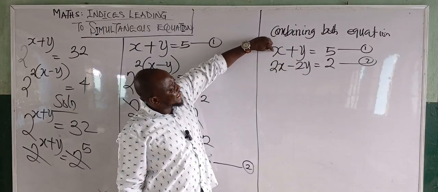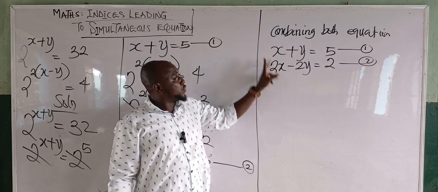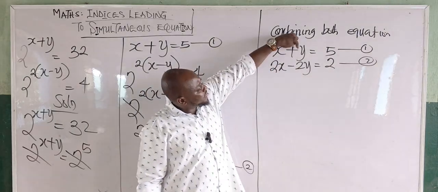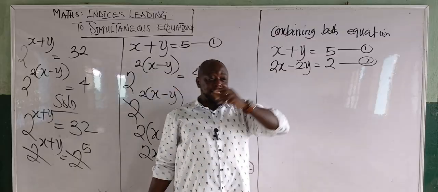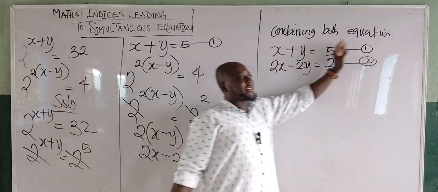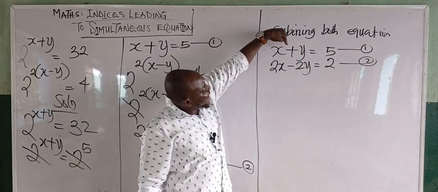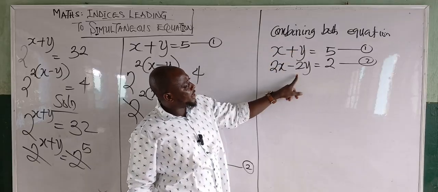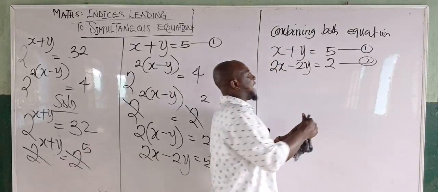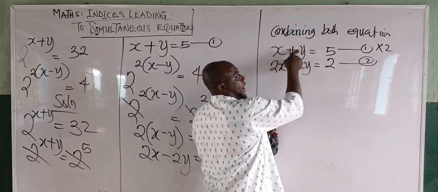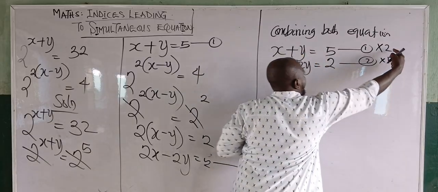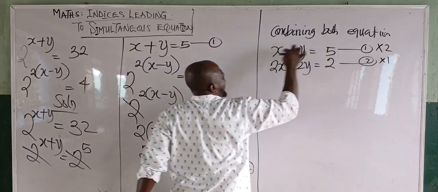So the coefficient of x here is 1. Coefficient of x here is 2. So 1 and 2 are not the same. Coefficient of y here is 1. Here is 2. So they're not the same. So anyone you want to eliminate, you take the coefficients to multiply through. Since I have plus and minus here, this will be easier for me. So I will take this 2, multiply it with the up equation here. And I will take this 1, coefficient of y here, to multiply it with the down equation here. So use this 2 now to multiply everything here.